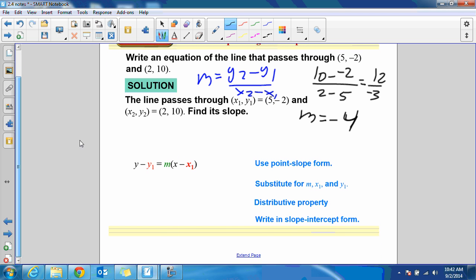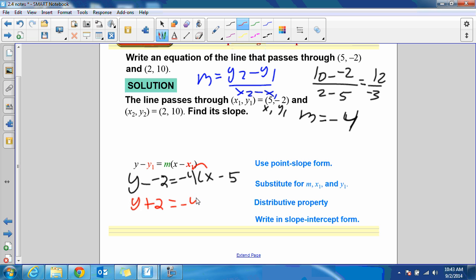And they want us to do point-slope form, so we can do that. So we'd have y minus our y1. Remember, this is x1 and y1. So -2, which later we'll have to change to positive because we add the opposite. And we have -4 parentheses x minus x1, which is 5. So y minus -2 is going to become y plus 2. We have -4 times x is -4x. -4 times -5 is positive 20. Then the last step is subtract 2 from both sides.